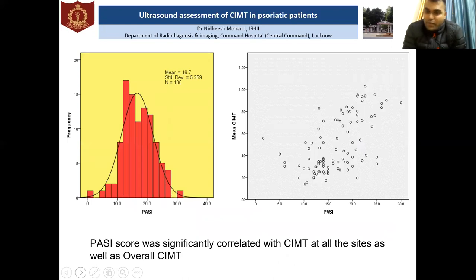0.001. This is a frequency polygon and a bar diagram showing the distribution of the CIMT in the cases and the controls. There was a significant correlation between the CIMT at all sites on both sides in the cases that were included in this study.